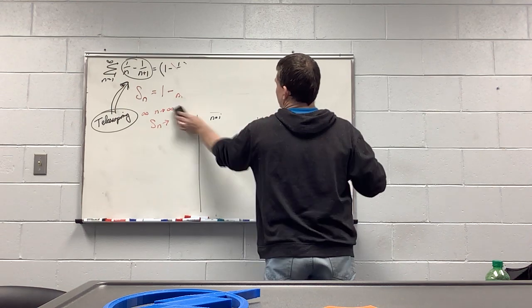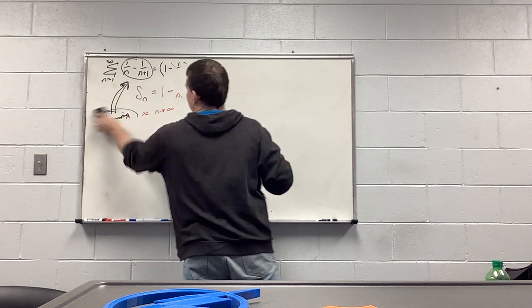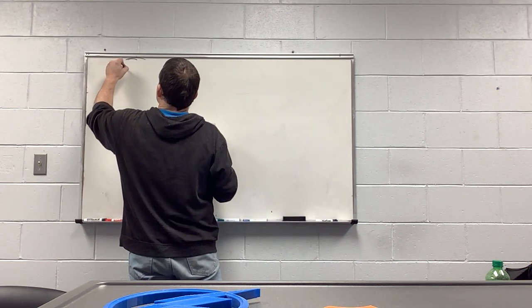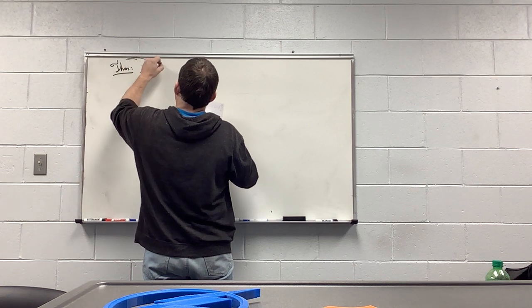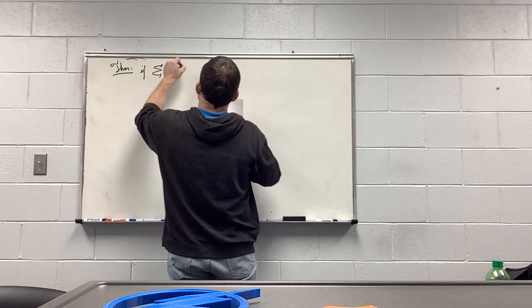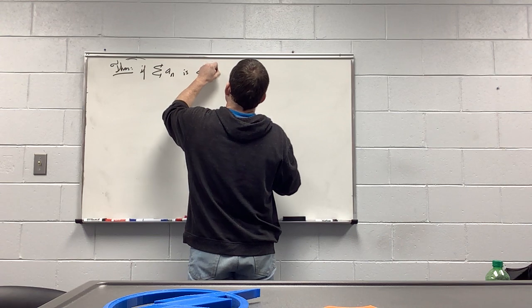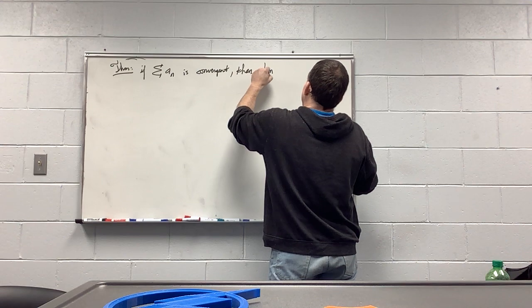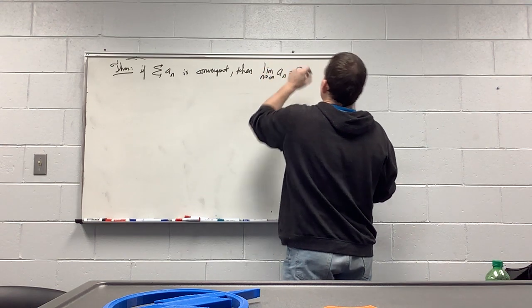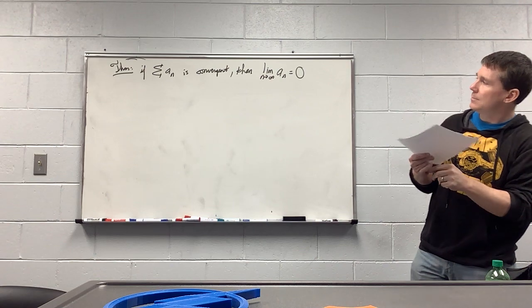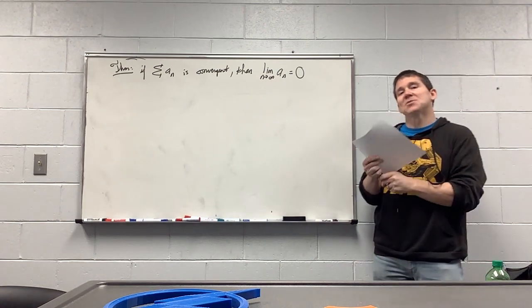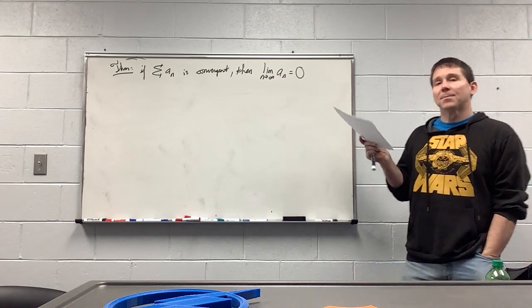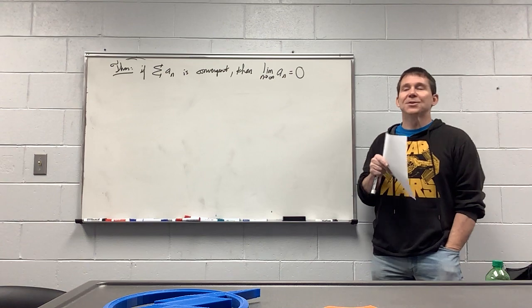But we do get some theorems that are important. If the infinite series is convergent, then the limit as n approaches infinity of a sub n equals 0. And notation as well as the direction of this theorem is really important. We're not going to prove it, we just need to really understand it.